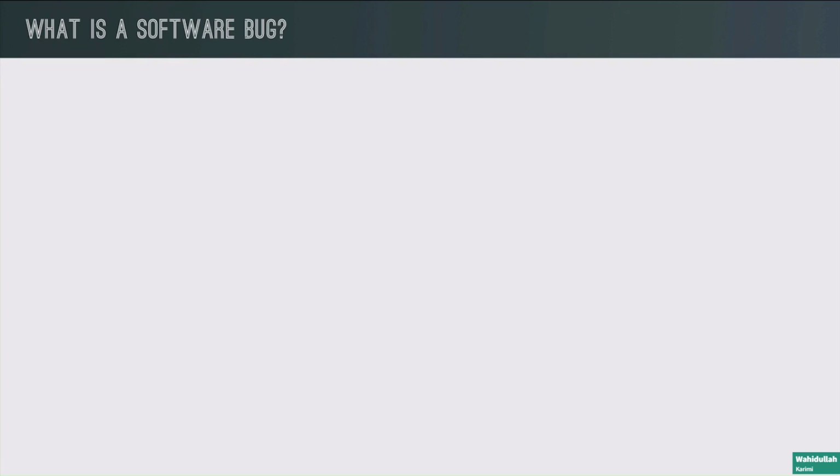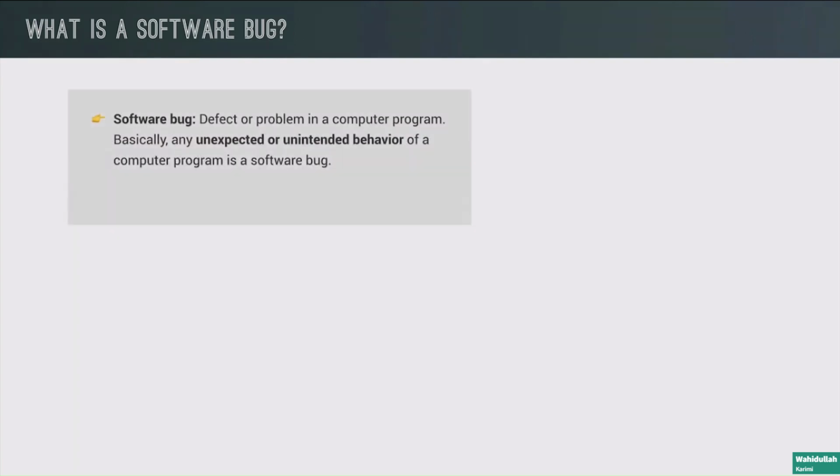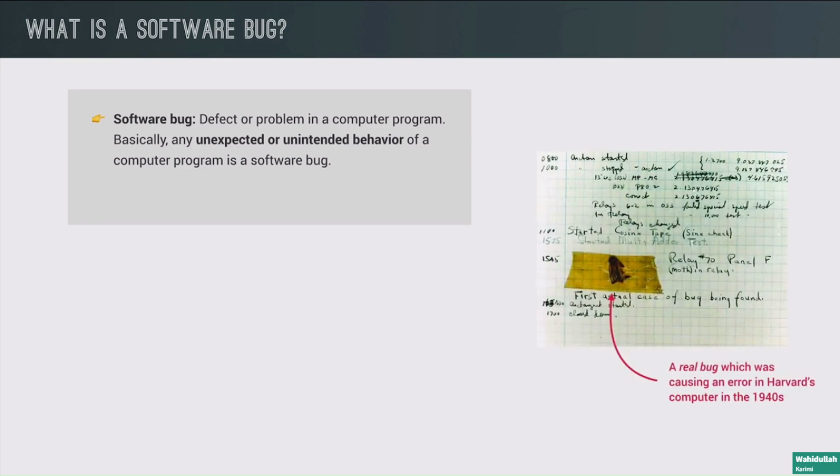So first of all, as you might already know, a software bug is a defect or a problem in a computer program. So basically, any unexpected or unintended behavior of a program is called a bug. And the actual term bug was coined in the 1940s when this real bug was causing an error in Harvard's computer. Now, there are many reasons for bugs in programs, but what matters here is that bugs are a completely normal part of software development, because we are humans, and humans make mistakes.